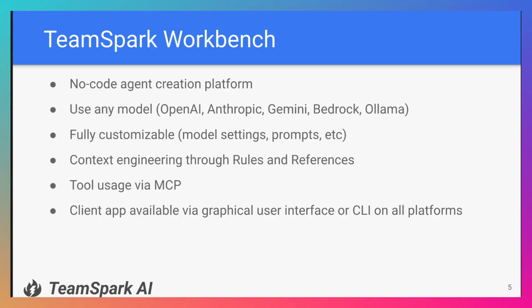It's a no-code agent creation platform. It allows you to use any model, including hosted models and local models. It's fully customizable. You can tweak everything about the way that the models work, all their settings and prompts. It allows you to do pretty sophisticated context engineering through rules and references. These are systems that we have in place that allow you to build rules, much like you'd have for a coding agent, about how the agent ought to operate, and references, which are collections of ground truth. And the TeamSpark agents can actually build their own rules and references as they go if you choose to enable that, so they can sort of learn as you use them.